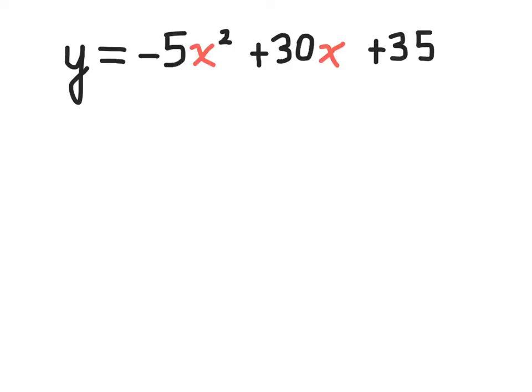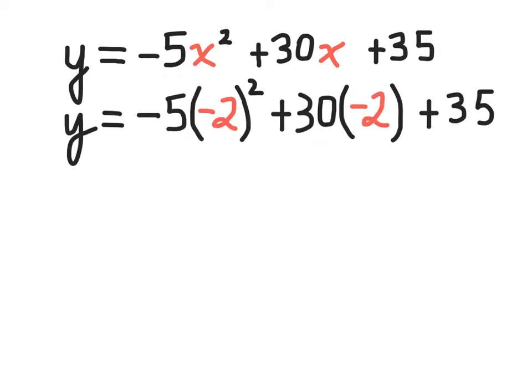Here's the standard form equation again. If I want to figure out what the value of y is when x is -2, I'm simply going to replace x with -2. Now that I've done that, I can simply go through the order of operations and solve. Or I can plug this directly into my calculator and get my final answer.